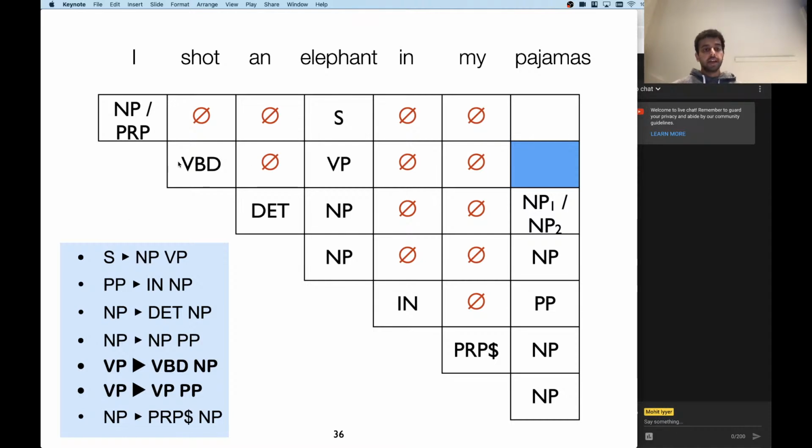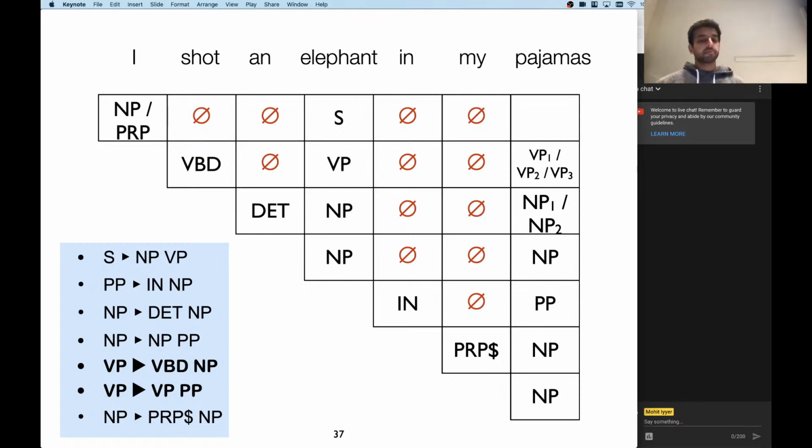So if I wanted to combine this verb with this NP, I would be skipping this word "an" from the span. So remember that we can only combine things that span the entire part of the sentence that is associated with this highlighted cell. So it has to be a contiguous span of words. Did that answer your question? Okay. Any other questions?